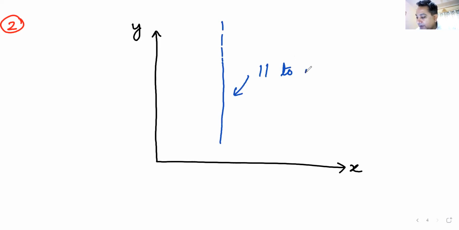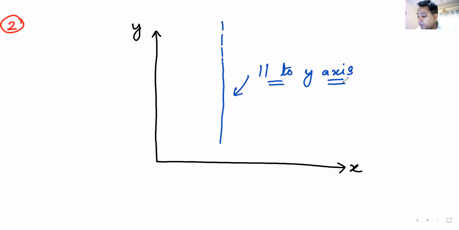This is parallel to y-axis. Can we talk about the slope of this straight line? What would be the slope? 90 degrees. Yes, it is making an angle of 90 degrees. Correct, Santosh. It is making an angle of 90 degrees with x-axis.